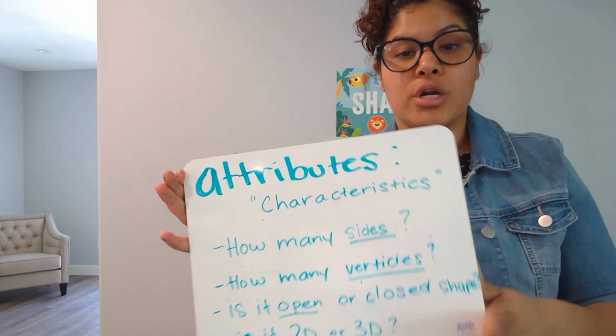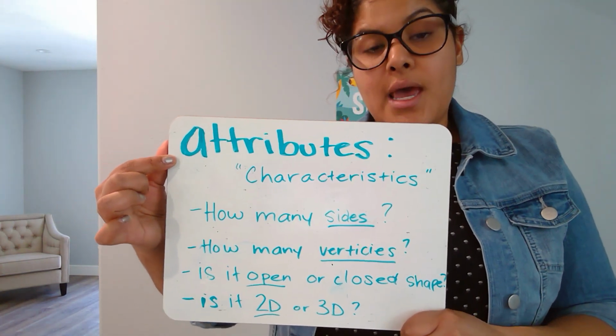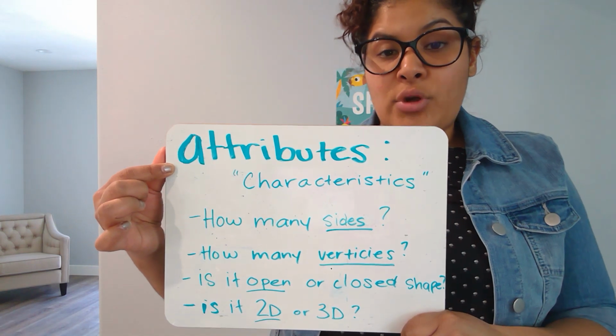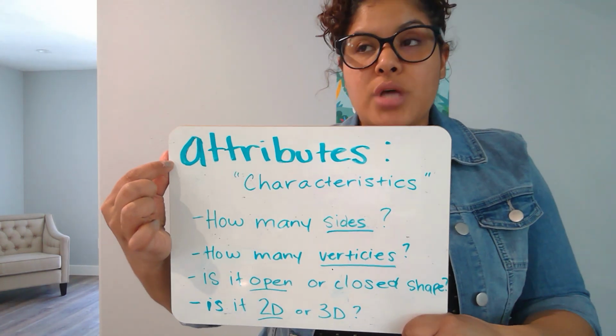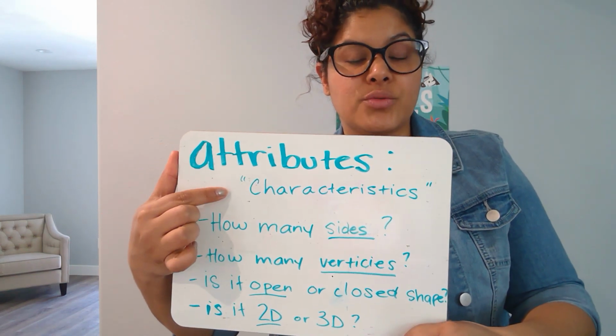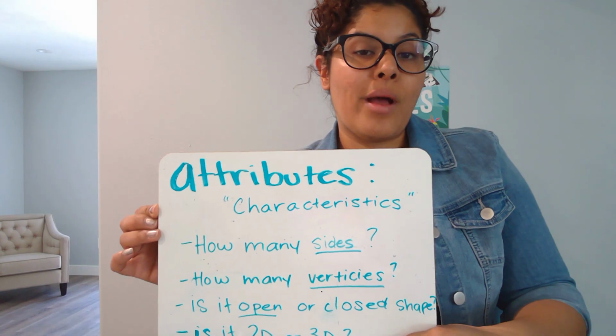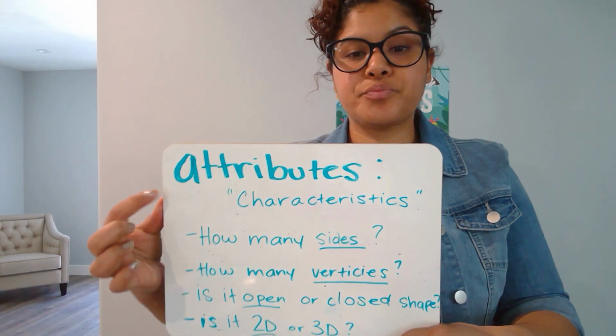So our very first vocabulary word for this unit is going to be the word attributes. And attributes is a vocabulary term that is the same as characteristics. So when we're talking about attributes of a shape, we're talking about the characteristics of a shape, or what makes that shape the shape that we're talking about.